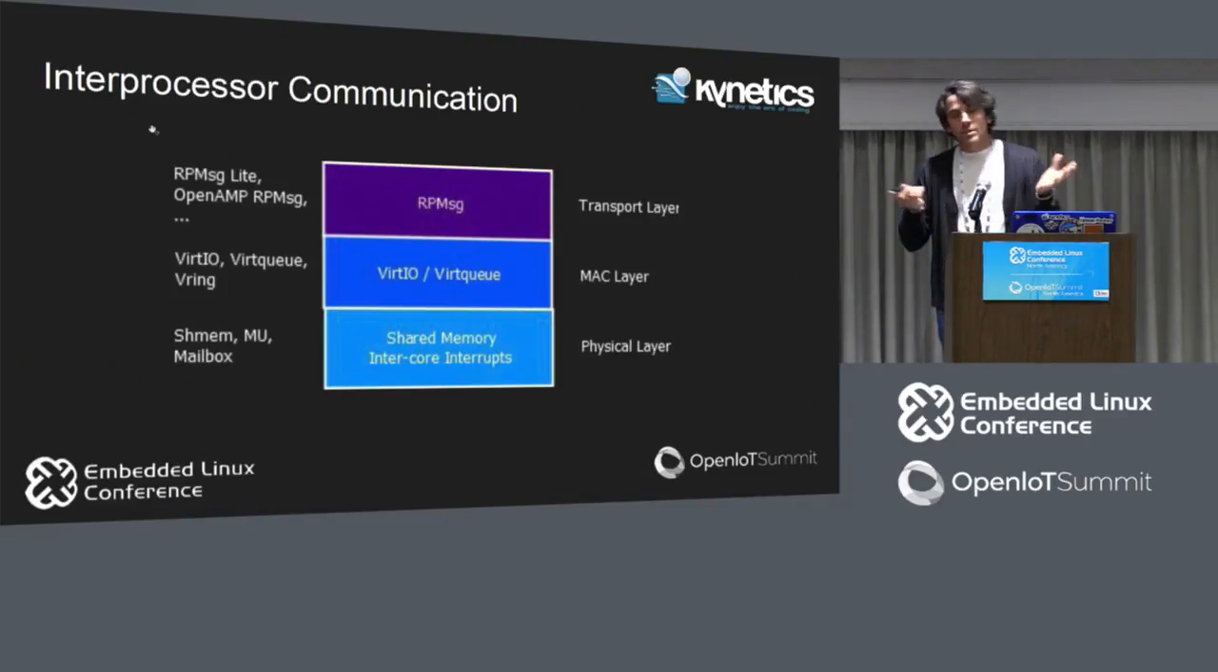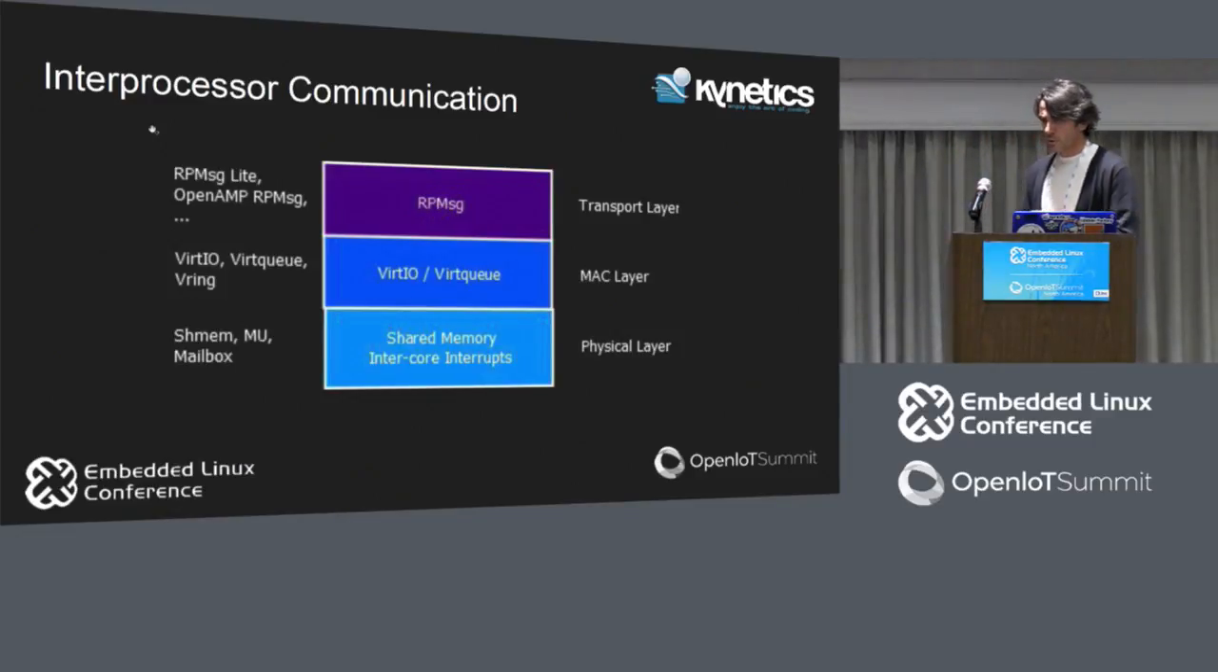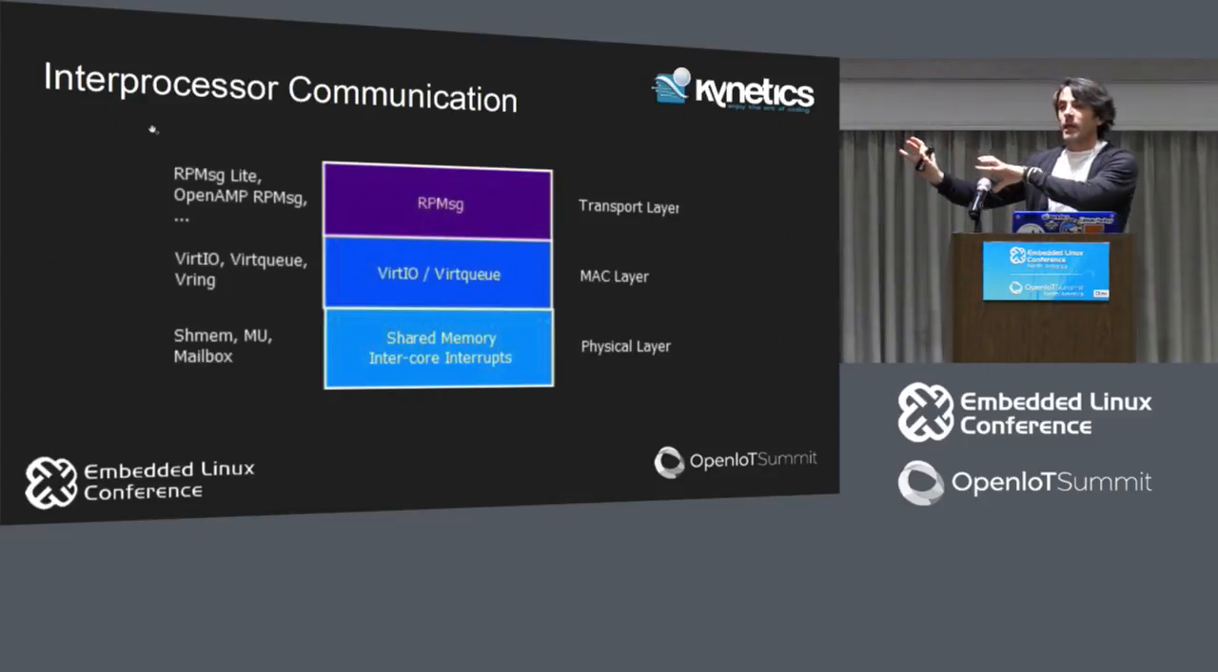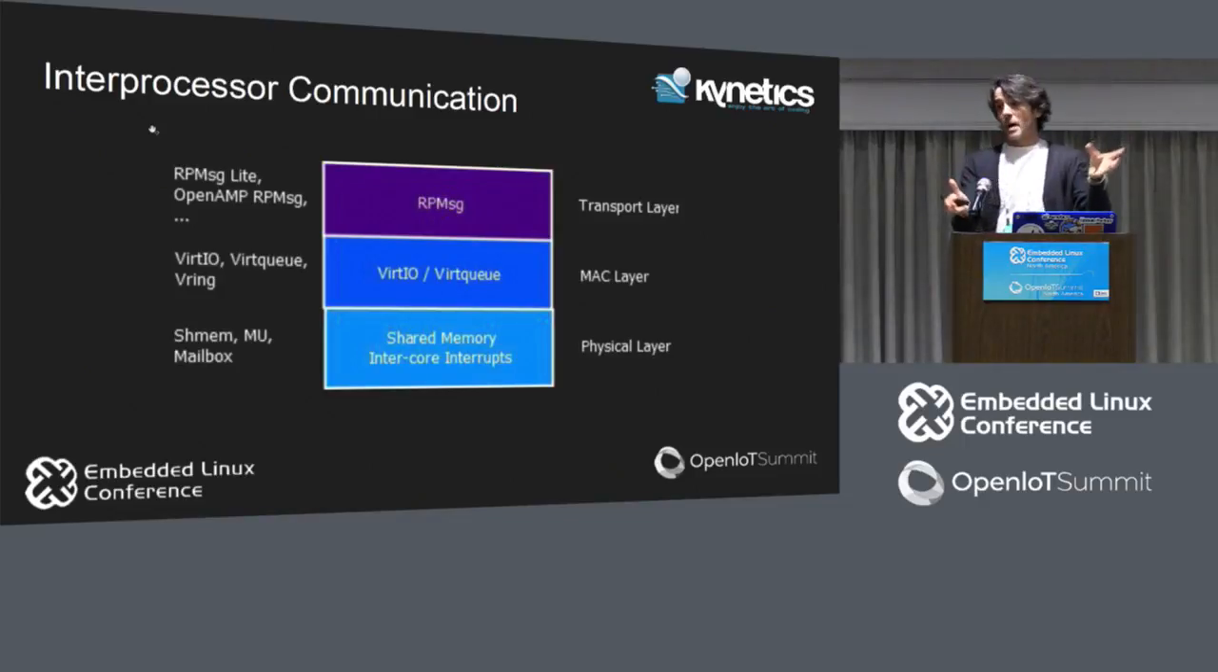Who is familiar with KVM? With the paravirtualization of KVM, virtio is what takes care of taking memory buffers and putting them in a queue that is like a ring buffer. And the other core takes those memory buffers from the queue, processes them, and sends an interrupt when it's done.